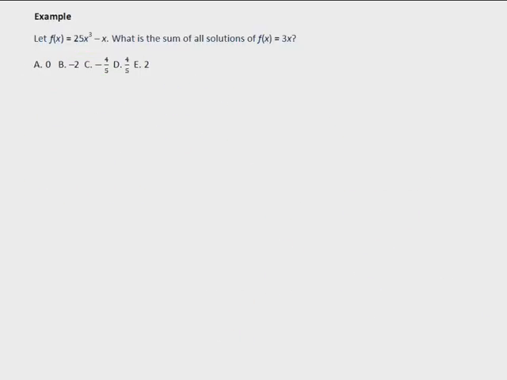Let f(x) equal 25x cubed minus x. What is the sum of all solutions of f(x) equal to 3x? So f(x) just stands for 25x cubed minus x, and they want me to solve this equation. What is the sum of all solutions of this equation?